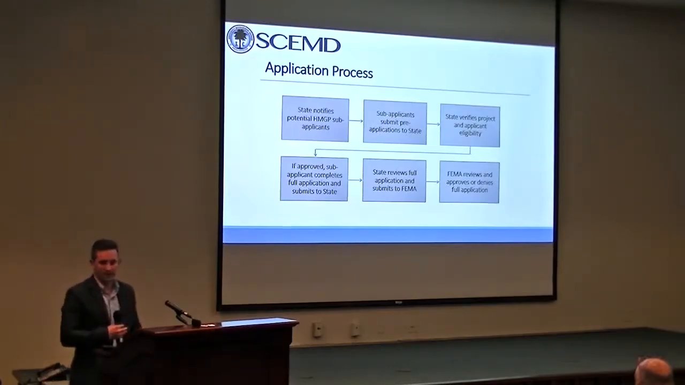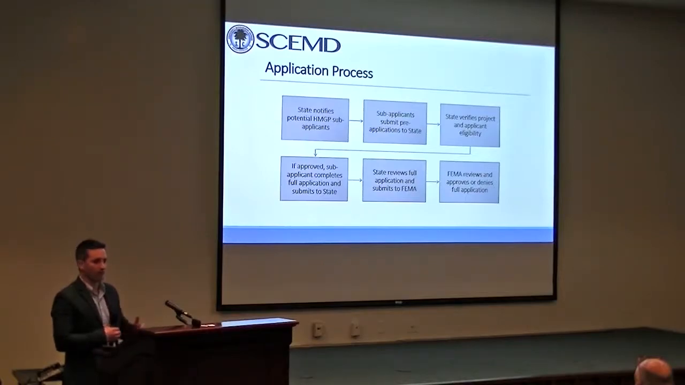Our application process is very similar to everyone else's. We have a big mailing list we send out saying, hey, grant money is available, please come talk to us about it. Once you get that notification, we'll ask you to submit a pre-application. That's a very general screening process. It tells us who you are, what you're looking to do, and what mitigation activity you're looking at. After we go through that pre-application, if everything looks to be in order, we'll give you the green light to fill out the full application.